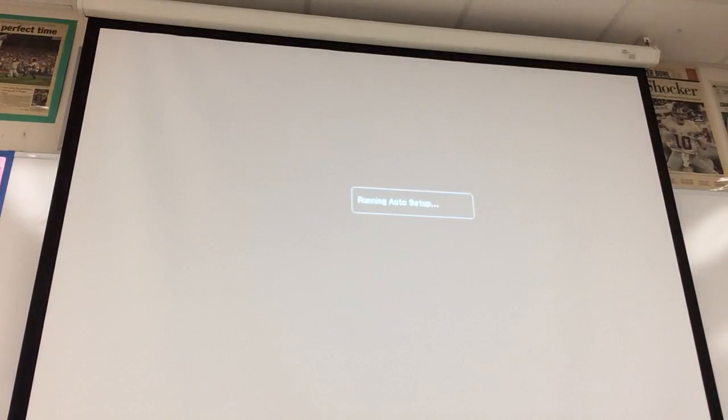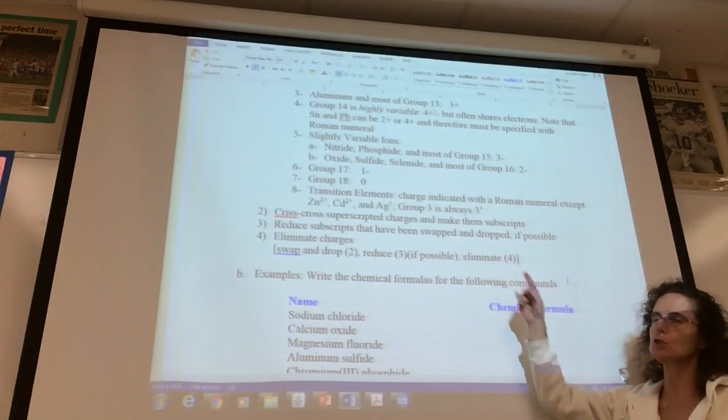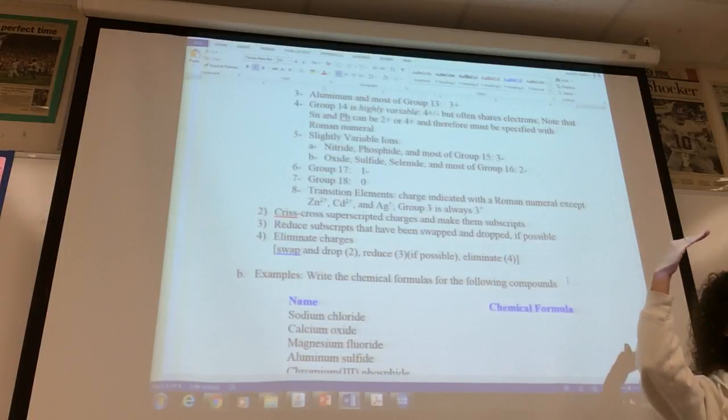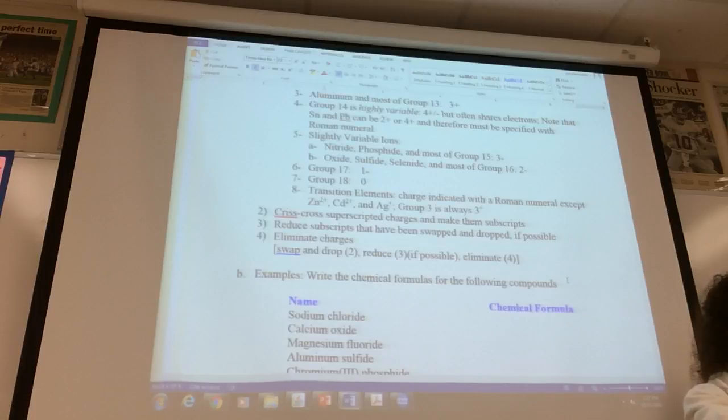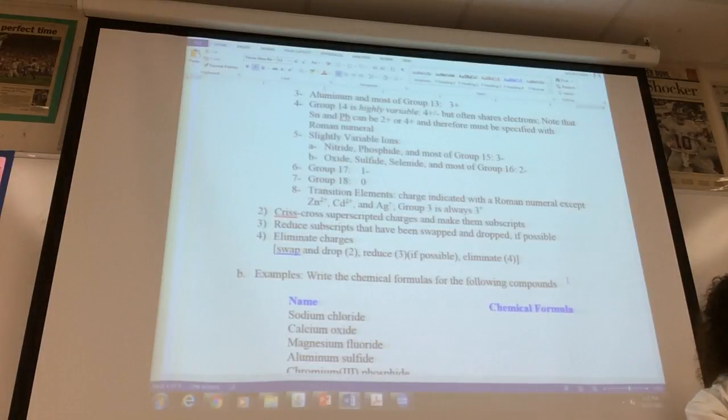So we've listed the cation with its charge and then the anion with its charge side by side. In step 2, it says crisscross superscripted charges. When you're super, you're above. So a superscript is up high. You're going to crisscross those and make them the other guy's subscript. If you can reduce those crisscrossed pieces, you will.